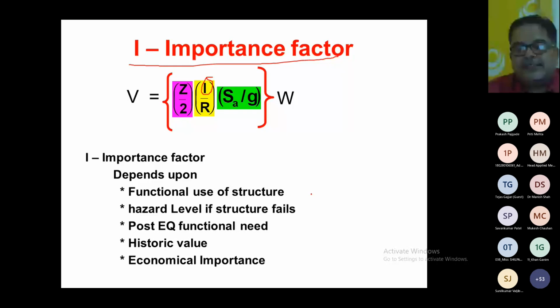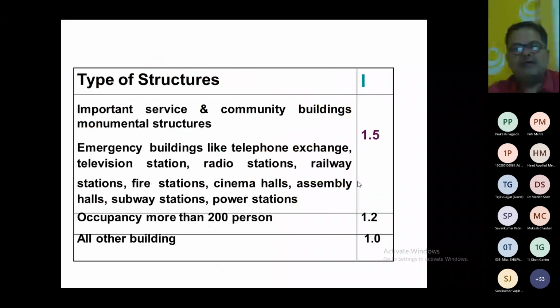Functional use, for example, TV towers and many other important structures like railway stations. These should remain functional after the earthquake. Therefore, this importance factor is given in this way. Important services and community buildings, monumental structures, emergency buildings like telephone exchanges, television stations, radio stations, railway stations, fire stations, cinema halls, assembly halls, power stations, subway stations: the I value is 1.5. And for all other buildings, it is 1, right?